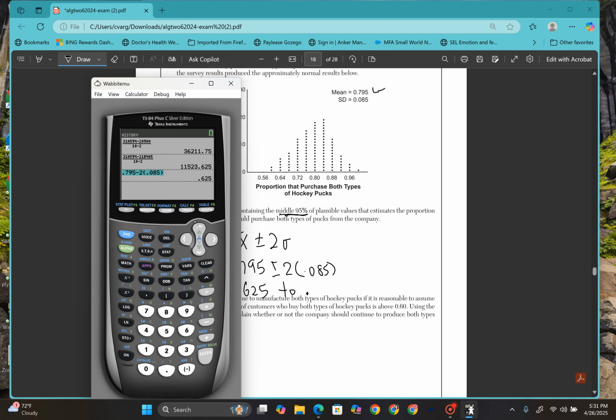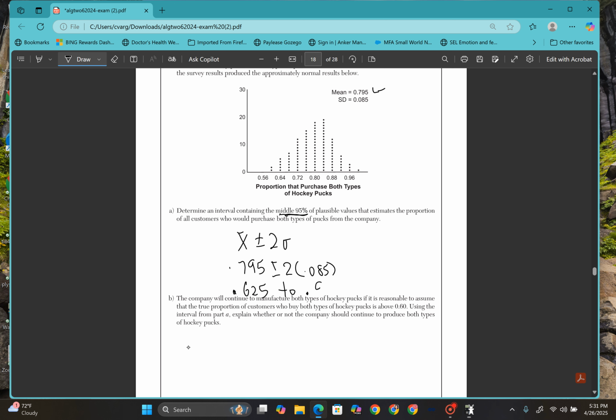I'm going to go up and grab this. And instead of the minus sign, I'm going to put a plus sign. And I hit enter, and the largest number is 0.965. So that's the middle 95%.